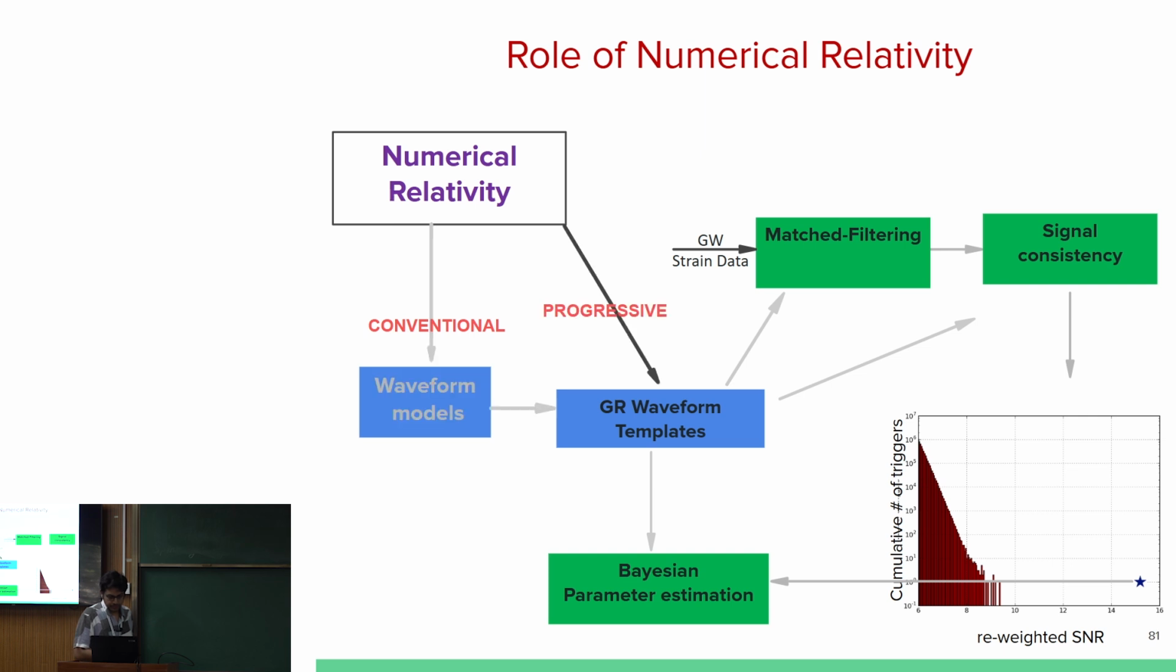Okay, so let's talk about some of the applications of numerical relativity that we have had in the last decade and a half that we have been able to do these simulations. So there are conventional applications where NR is applied to develop waveform models. There are also more progressive applications where NR can be used directly as waveform templates, which in turn are used to classify signals as signals and not noise, then characterize those signals and so on.